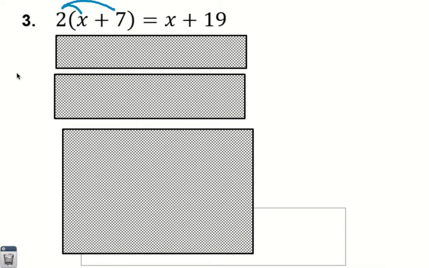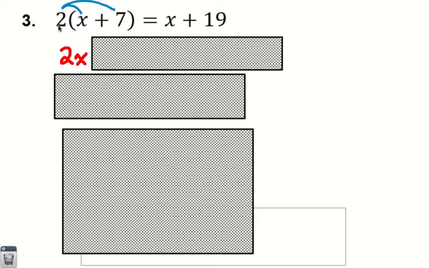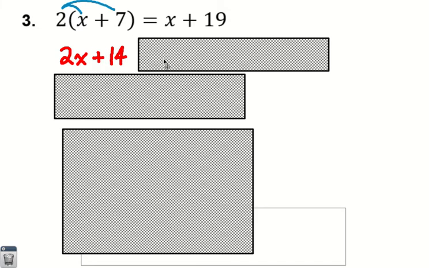In number 3, since we have parentheses over there on the left, the first thing we're going to do, always, the first thing you check to do, is clearing parentheses by distributing. So 2 times x is 2x. 2 times 7 is 14.